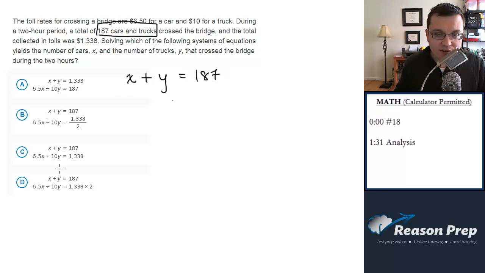So we go to the choices, and unfortunately, well, no, this one doesn't have it. x plus y equals 1338. Nope. But these three have it, so now we have to look at the second equation, which is the total collected in tolls was 1,338.